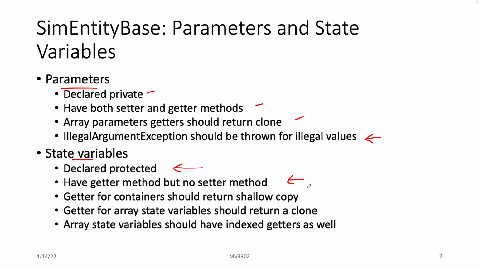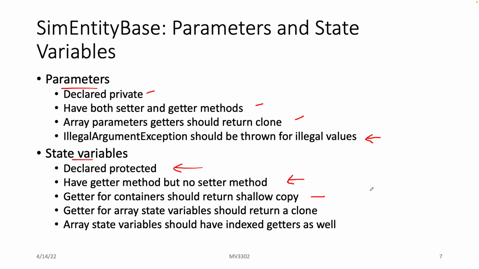The reason for that is that the value of a state variable is only a function of its initial value and whatever state transitions have occurred in the simulation. So at any point in time in the simulation, that's the only thing that should change the value of a state: its initial value in the reset method and whatever state transitions the events have caused. So a setter is just not there.